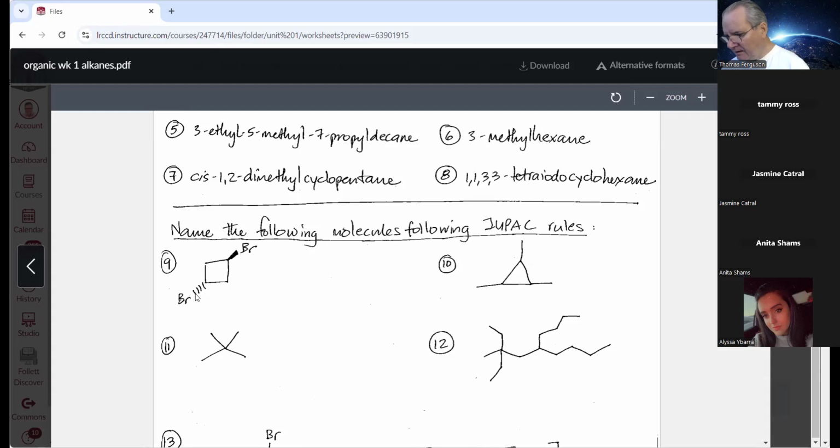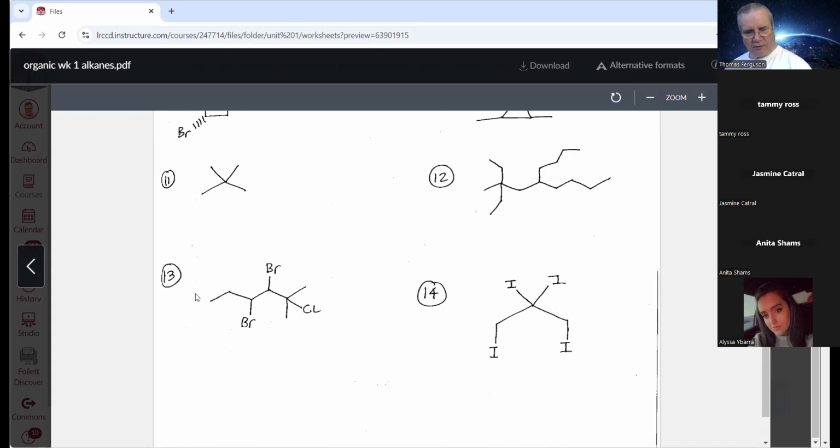Instead of being a flat molecule, it's a three-dimensional molecule. Normally, we don't get into that much until later in the semester.